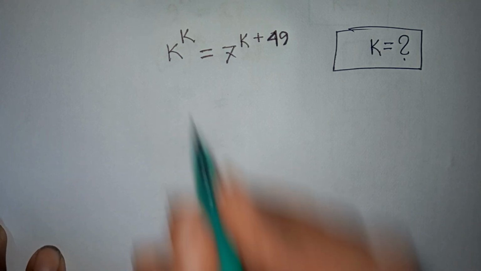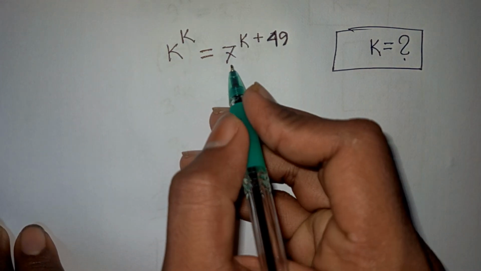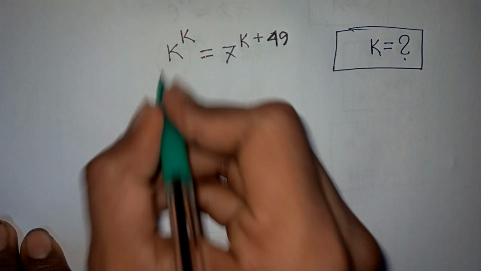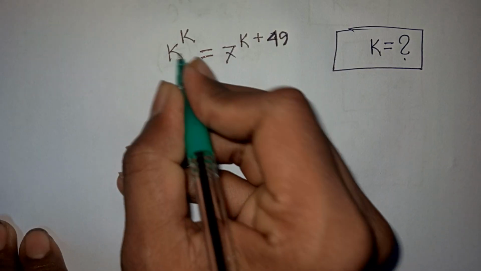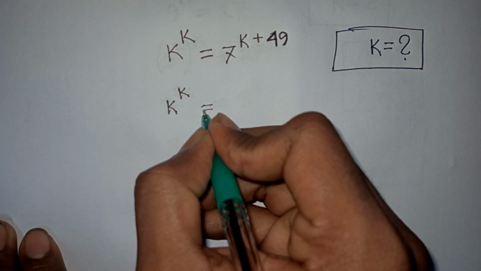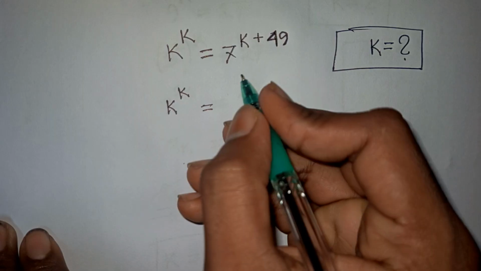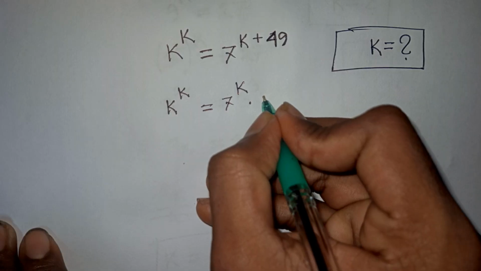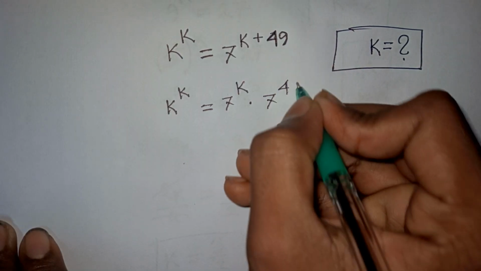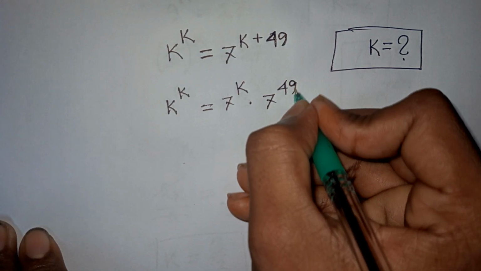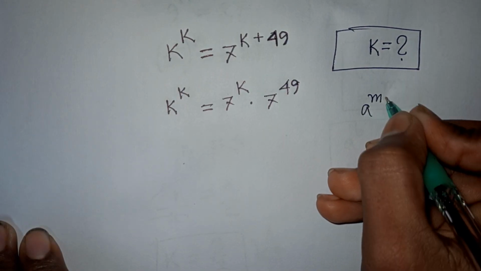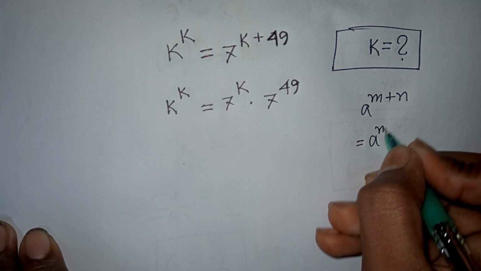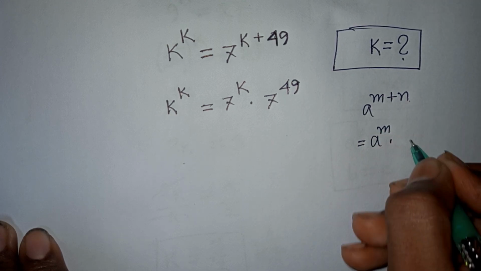How to solve k power k is equal to 7 power of k plus 49. Find the value of k. So we have k power k is equal to 7 power of k plus 49, which is the same as 7 power k times 7 power 49, according to this exponential rule that a power of m plus n is equal to a power m times a power n.